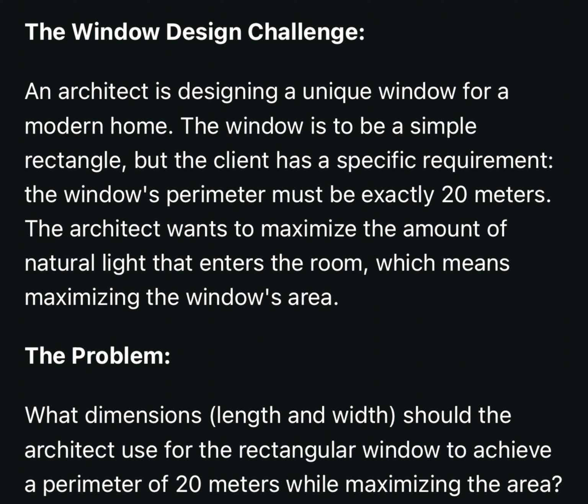What dimensions should the architect use for the rectangular window to achieve a perimeter of 20 meters while simultaneously maximizing the area?